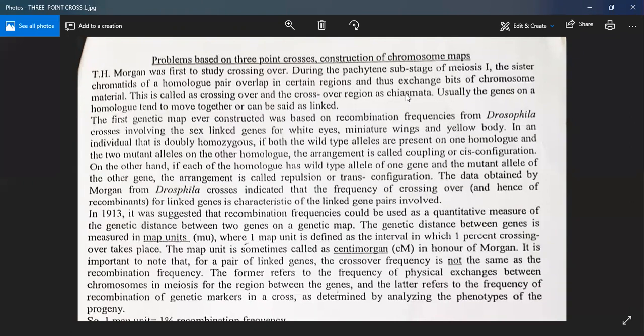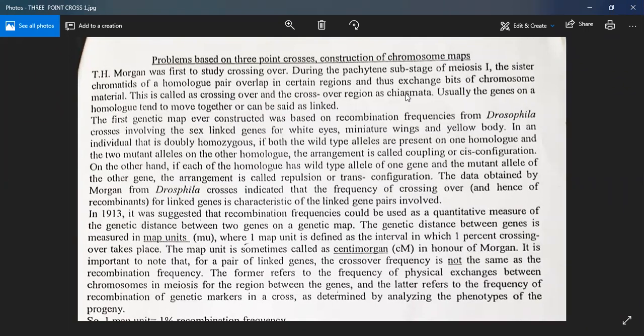Now, when we say percentage of crossing over, it is of two types. It can be single crossover, short form SCO, or it can be double crossing over, DCO.